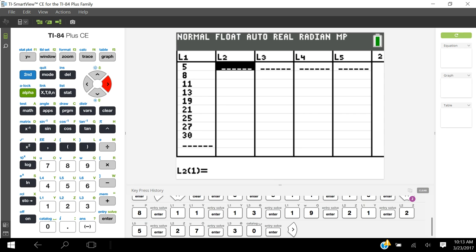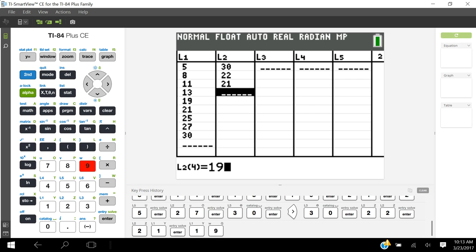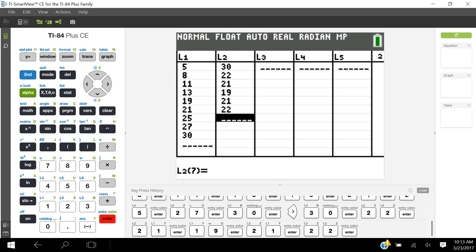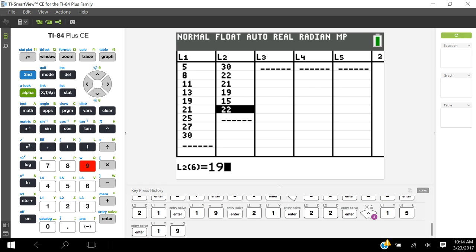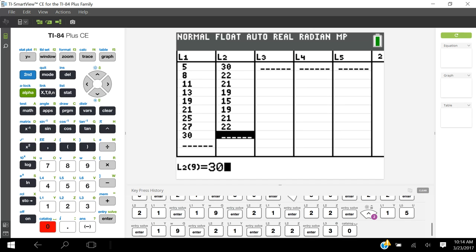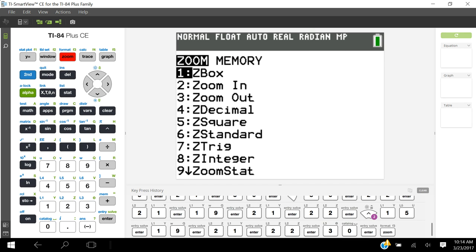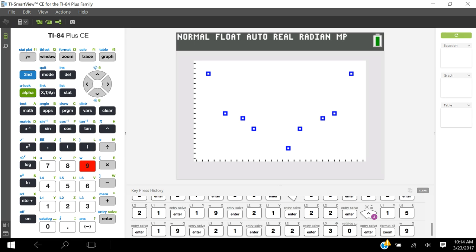My Y values are 30, 22, 21, 19, 21, 22. Uh-oh, what'd I do? 30, 22, 21, 19, 15. Man, I'm bad at this. 19, 21, 22, 30. All right, I'm going to do zoom 9, which should put them in my graph.